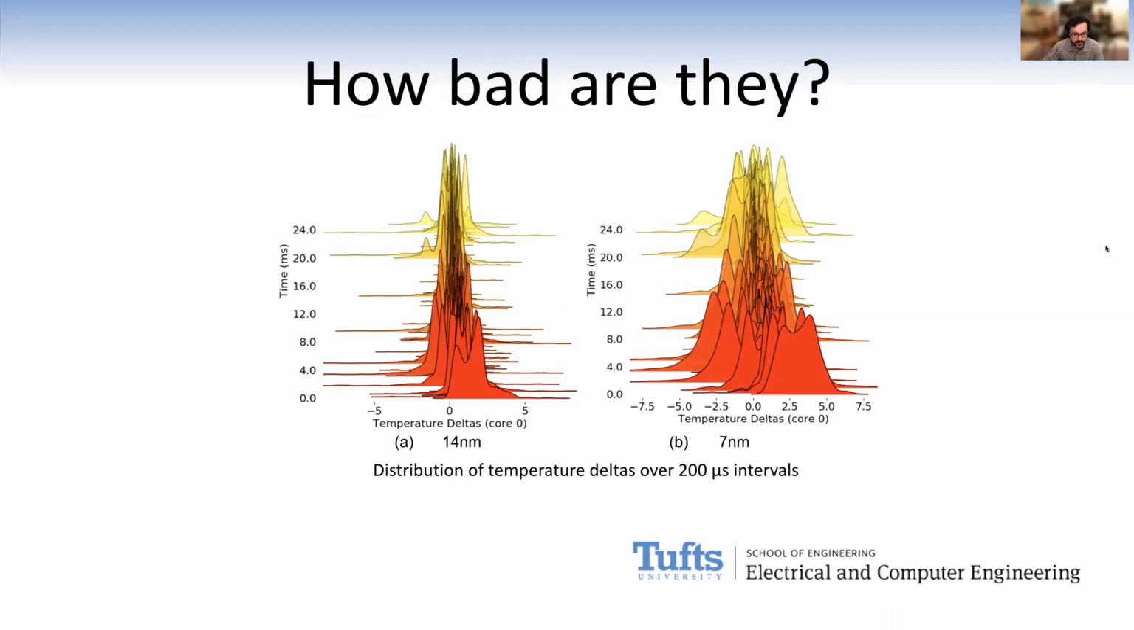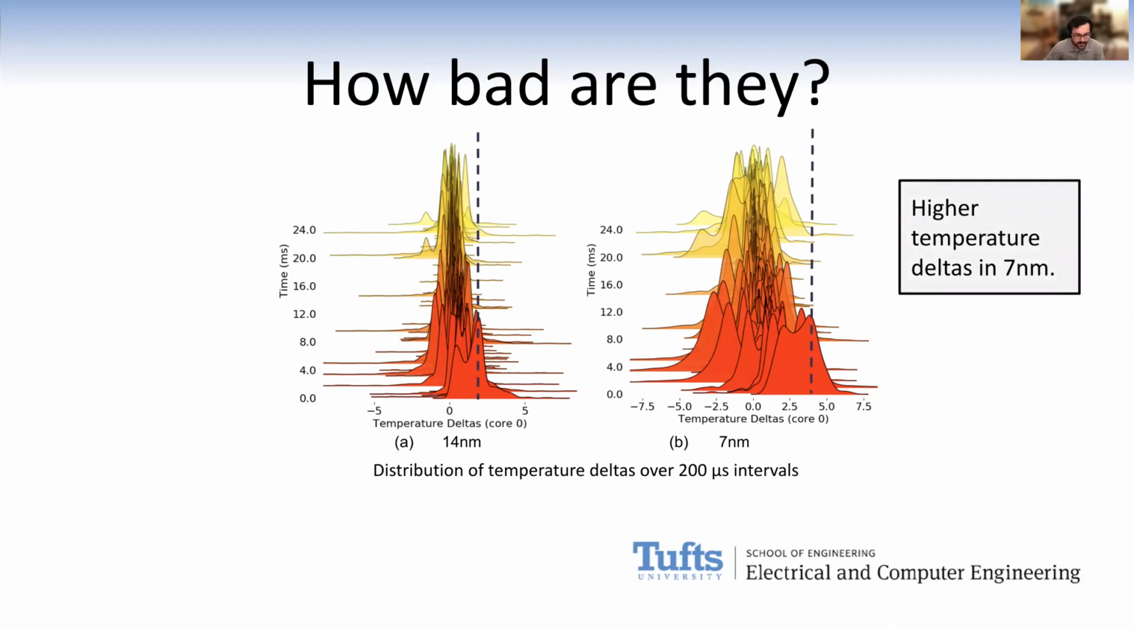Additionally, the speed at which these temperature deltas are rising is fast, and it's increasing with each process node. Here, we are showing the distribution of temperature deltas of the core over 200 microsecond intervals. Each distribution is a slice in time and color-coded across time to help visualization. What we can observe is that temperature deltas are higher in 7 nanometers than in 14 nanometers. For example, for 14 nanometer, the first slice has a peak at around 2, while 7 nanometer has a peak at around 4. This means the chip heats up more in the same amount of time, which will result in faster hotspots.